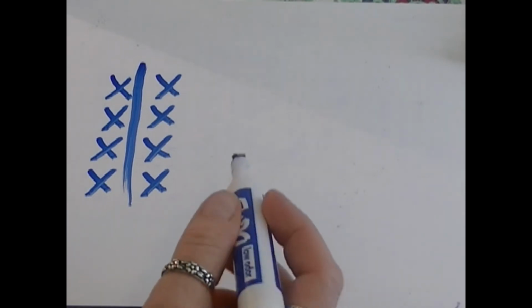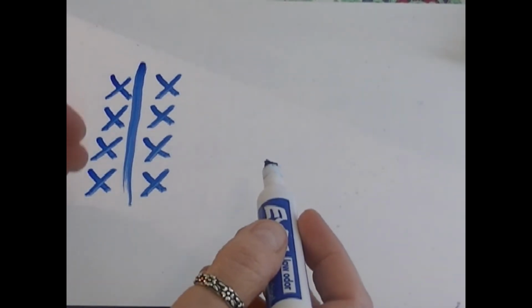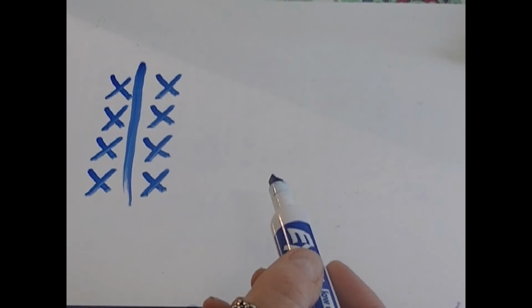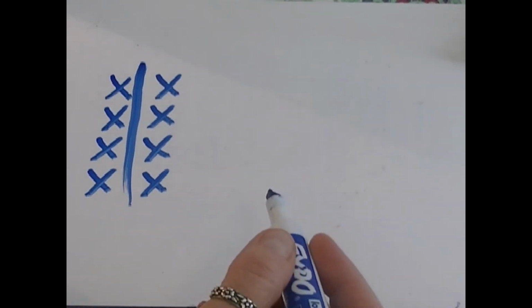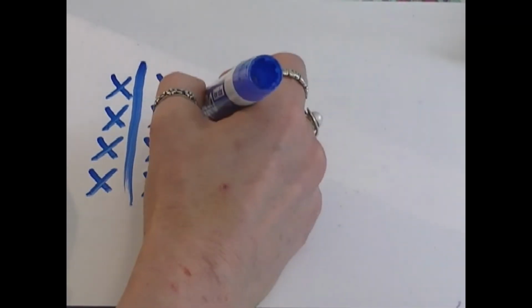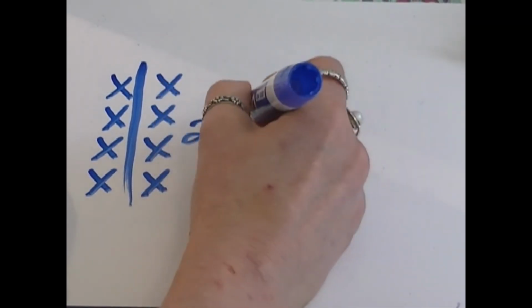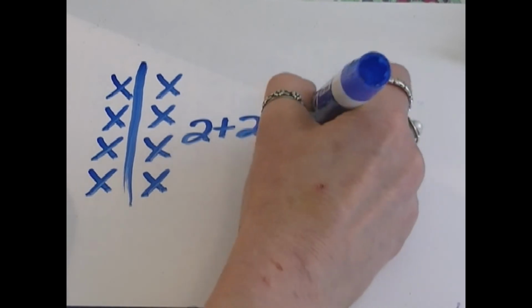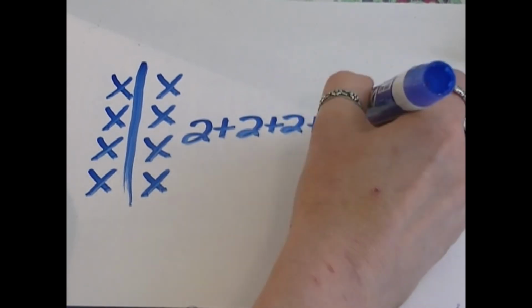So right now we have 4 rows with 2 in each row. How many would that give us altogether? Let's write the repeated addition number sentence to go with it. 2 plus 2 plus 2 plus 2.